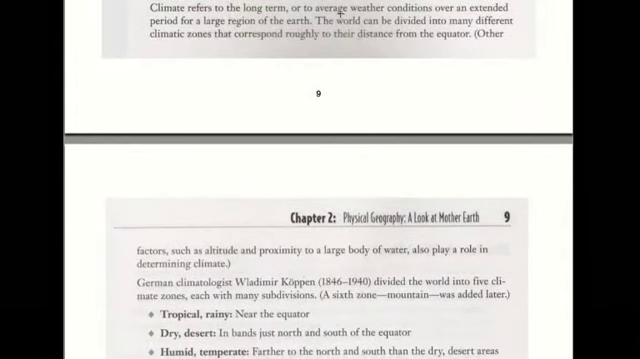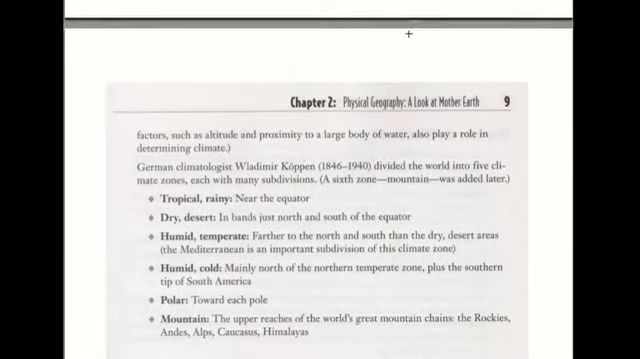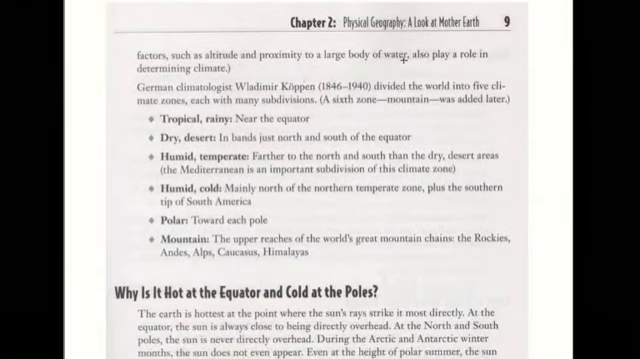Climate refers to the long term, or to average weather conditions over an extended period for a large region of the Earth. The world can be divided into many different climate zones that correspond roughly to their distance from the equator. Other factors such as altitude and proximity to a large body of water also play a role in determining climate. So an example of climate would be Michigan has a cold and snowy climate in the winter. That describes a larger place over a larger period of time.